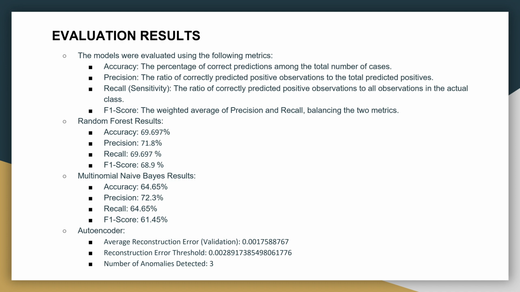The performance of the autoencoder was measured differently, using the average reconstruction error. The autoencoder achieved an average reconstruction error of 0.00175, and it detected 3 anomalies based on the reconstruction error, while holding the threshold at 0.00289.